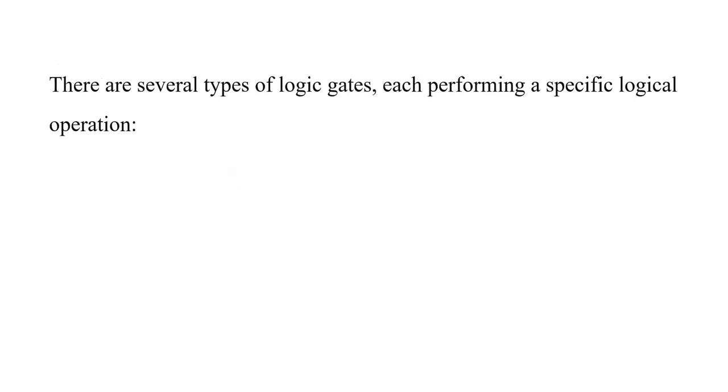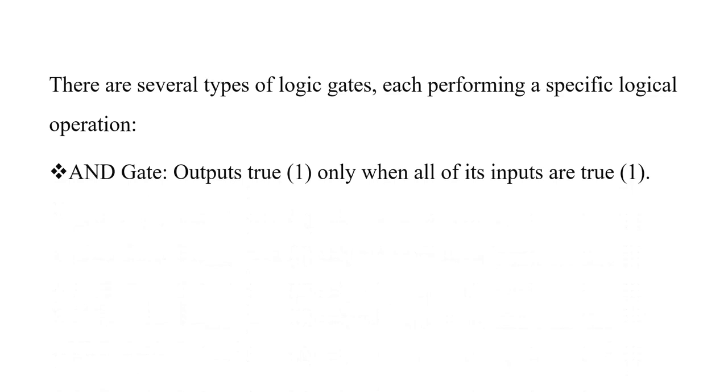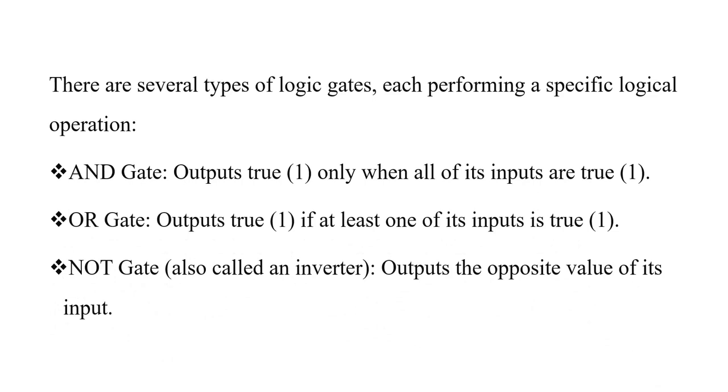Now, we have a number of types of logic gates, each performing a specific logic function or operation. We have the AND gate, and this outputs a true or a high value only when all of its inputs are true or when all its inputs are high. We have an OR gate and a NOT gate. For an OR gate, it outputs true if at least one of its inputs is true or is high. And then a NOT gate, also called an inverter, outputs the opposite value of its input.